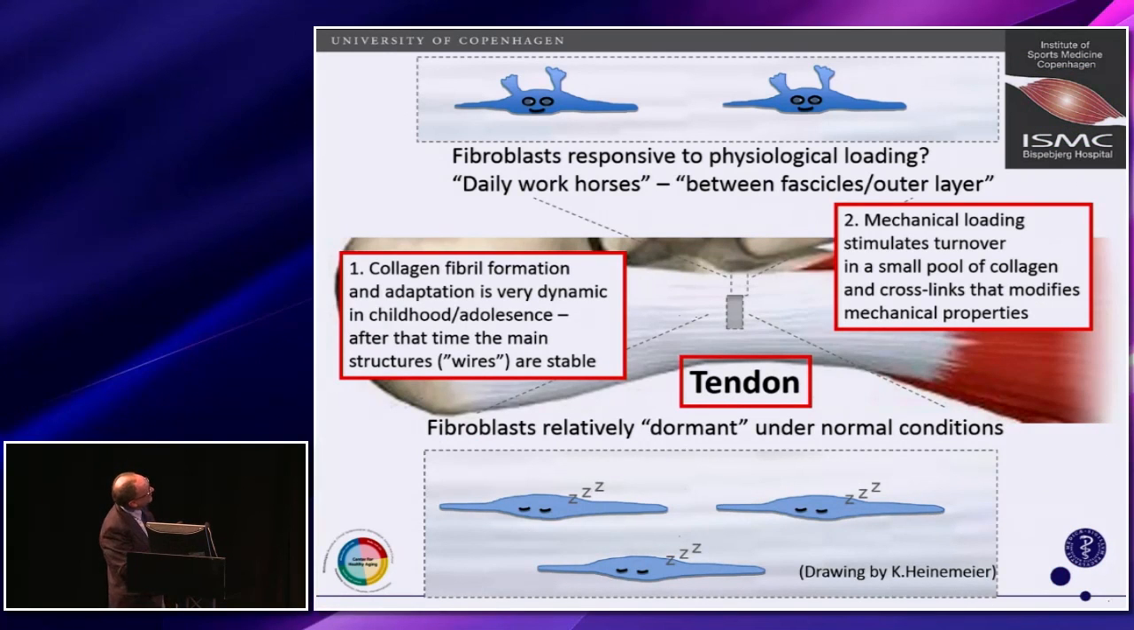So I think that fibril formation, collagen formation, is occurring very early in life while you're growing, childhood, adolescence. After that time, the main structures are stable. But then, with mechanical loading, we stimulate a small pool of collagen and crosslinks that can modify the mechanical properties. And I think, and there is some evidence for it now, that in between these fascicles there are, so to speak, daily workhorses, the fibroblasts, who are really making the normal turnover, whereas within the fibril fascicles there are a lot of dormant cells who will only become woken up if you get a tear, a full tear or partial tear of the tendon in this case.